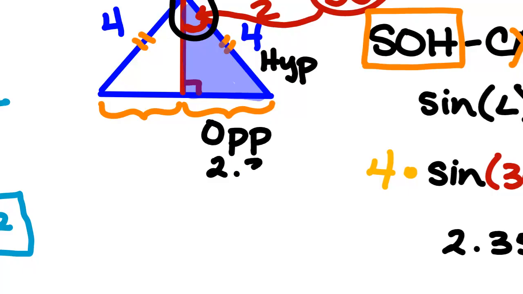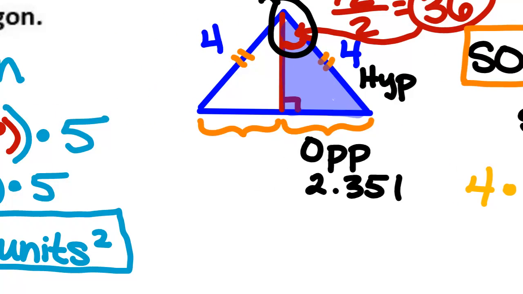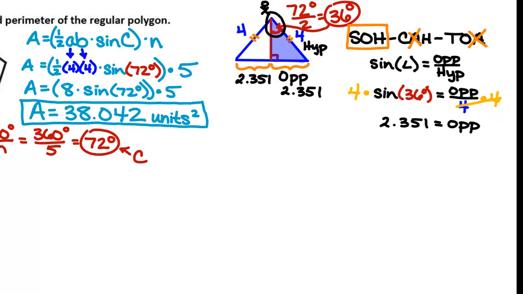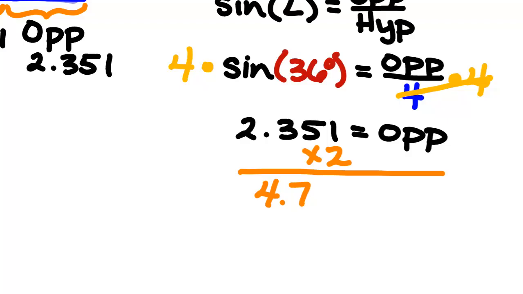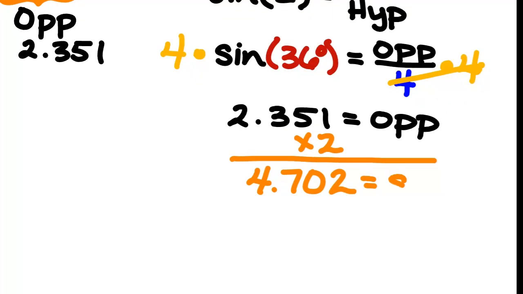So this is 2.351. This right here would also be 2.351. So we're going to take that 2.351, we're going to times that by 2. What do you get if you times that by 2? Yep, 4.702, right? That is equal to the side of the pentagon.